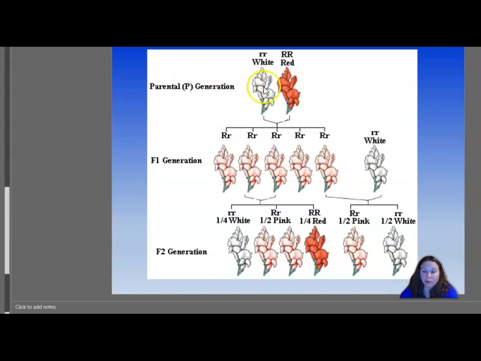Right? So the parent generation, we call the F1 generation. Here, the first generation of kids, F2 generation, the second generation of kids. Some terminology there.